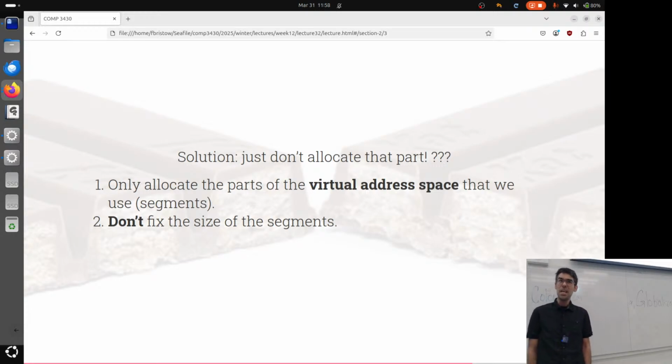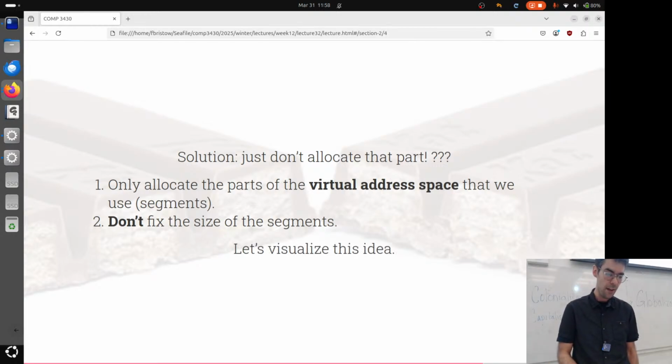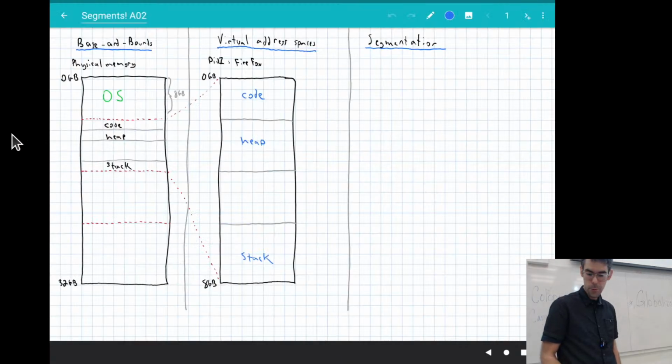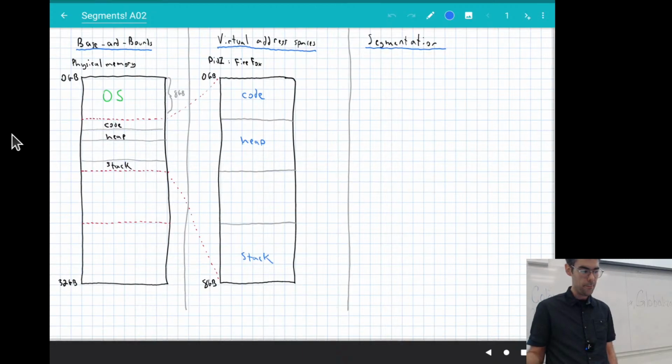With segmentation, what I'm saying is, I'm going to take my virtual address space, I'm going to take the parts that I'm actually using, and I'm not fixing the size of them. So they're going to be variable in size as opposed to fixed in size. Let's visualize this idea. So I'm going to pop over here to my tablet.